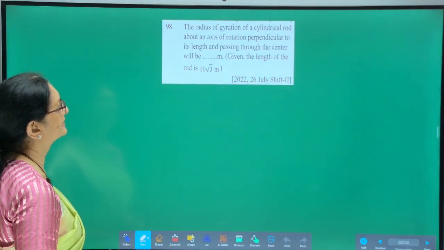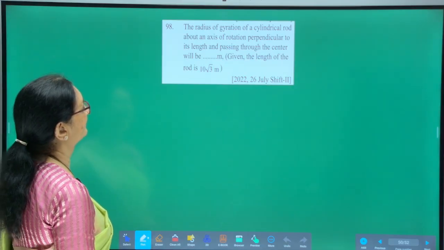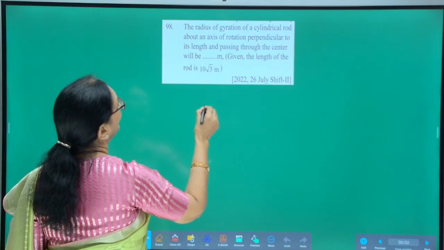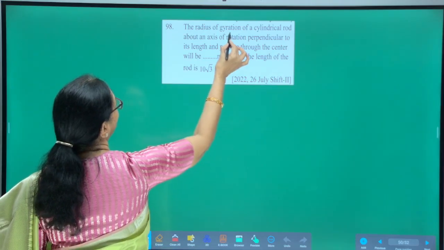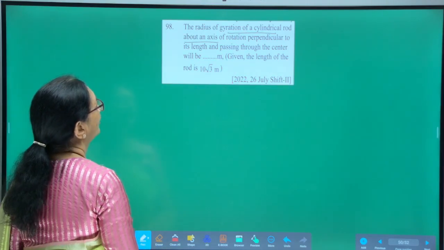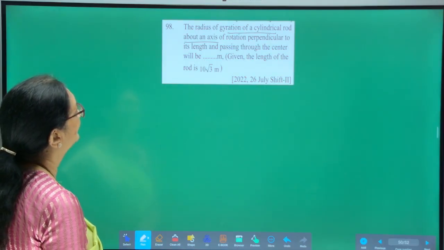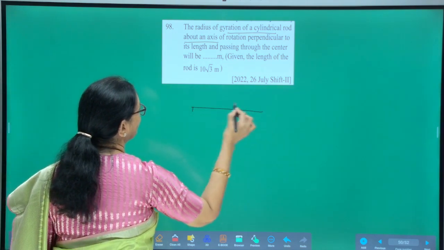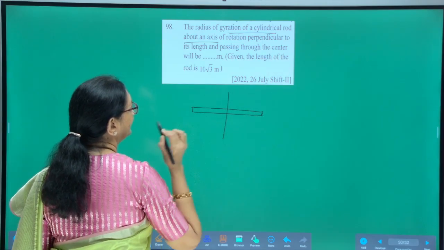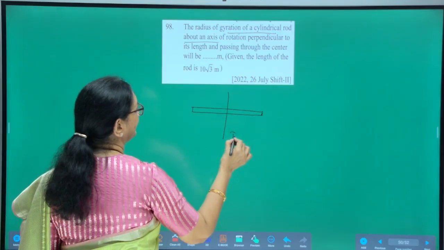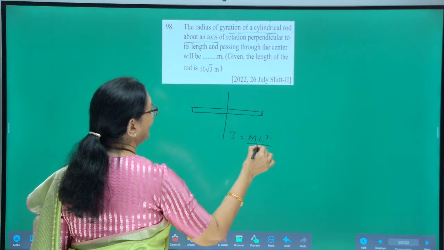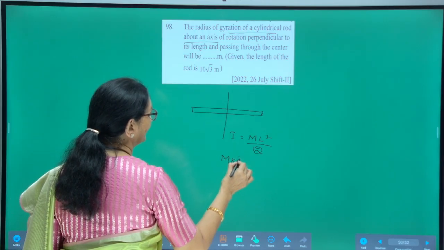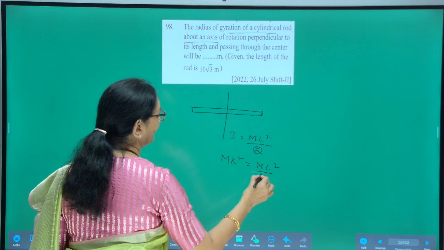Radius of gyration of a cylindrical rod about the axis of rotation perpendicular to its length passing through the center will be. If this is a cylindrical rod, about the axis passing through the center perpendicular to its length, I is equal to ml square by 12. So, I = mk square = ml square by 12.